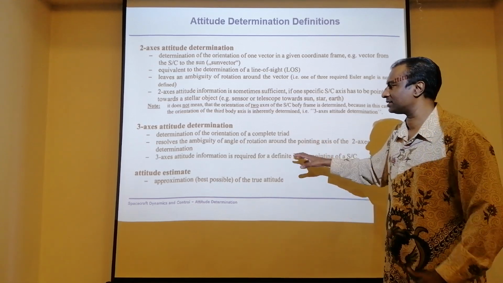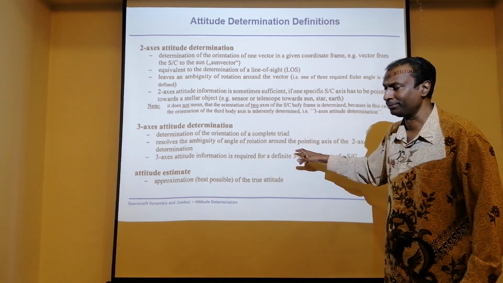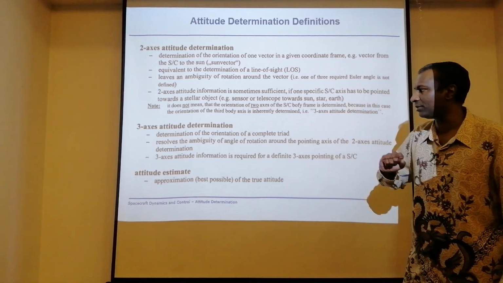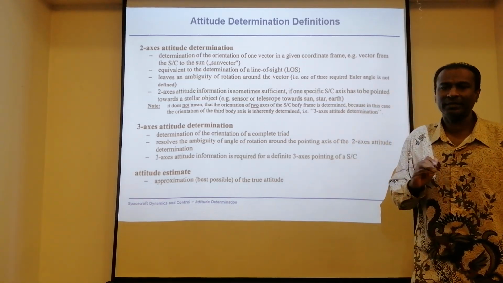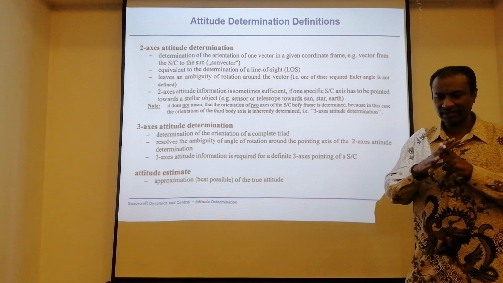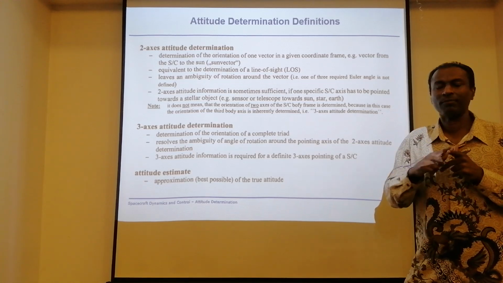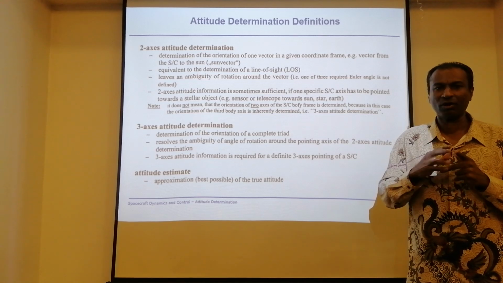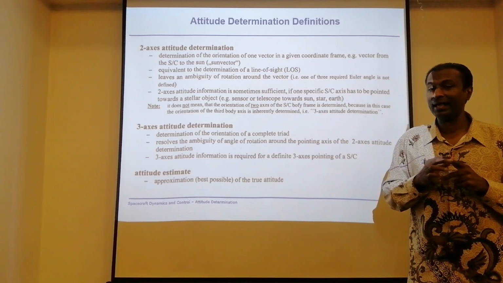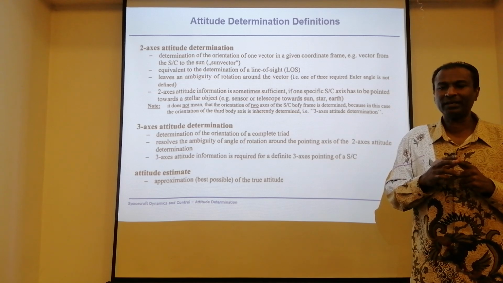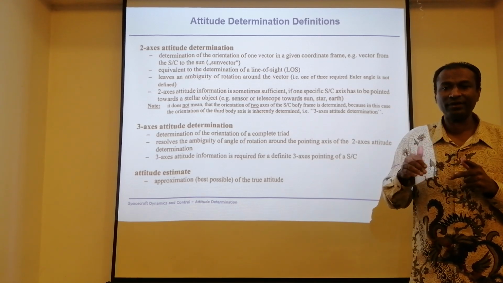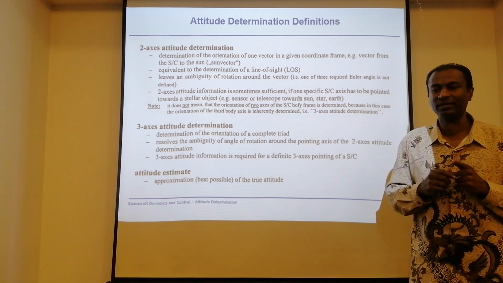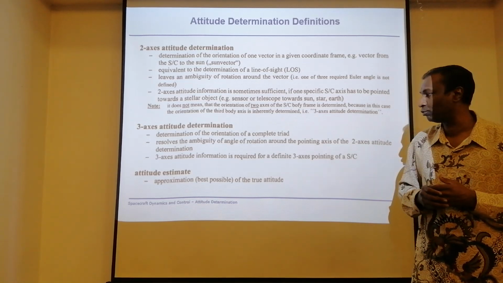So for three-axis sensing to be achieved, we need determination of the orientation of a complete triad. That means for all those three axes, I know how much you have moved or rotated. If I can sense all three, technically speaking, I can have a very good knowledge of the rotation, and with a very good knowledge of the actual rotation, I should be able to correct it using the attitude actuators that you've been exposed to.